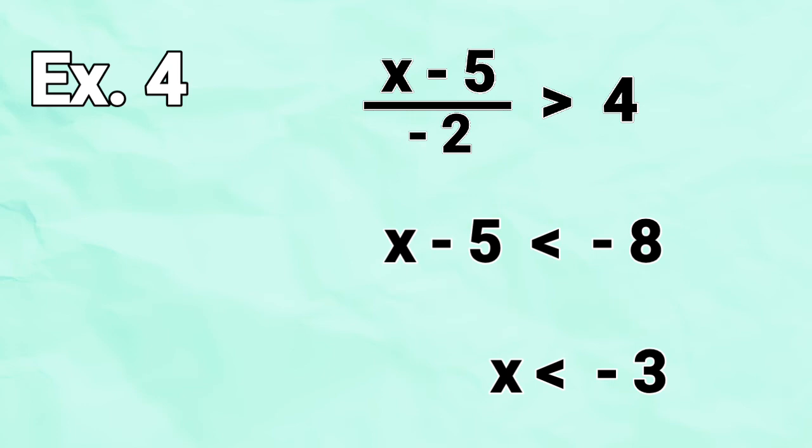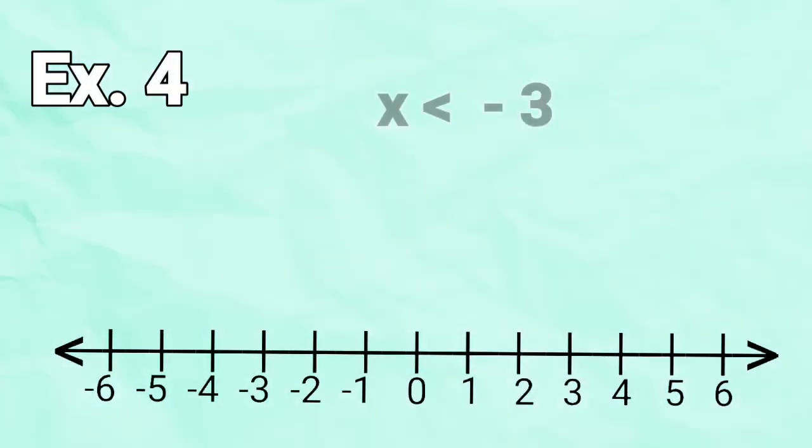Now let's graph the solution. Negative 3 is not included, so we use an open circle. Then we'll graph all of the values less than negative 3 on the number line.